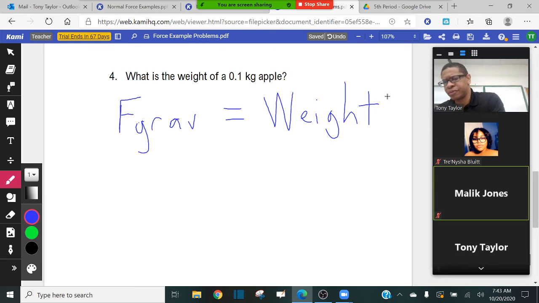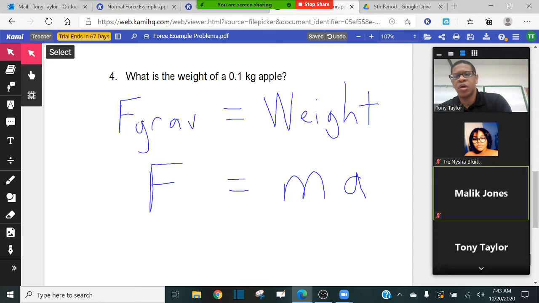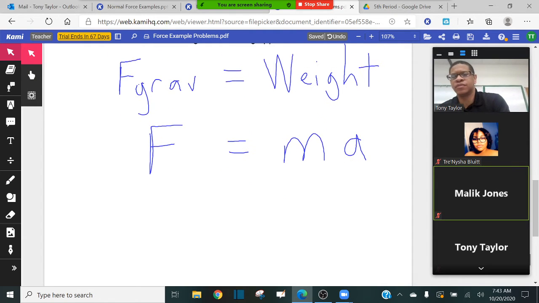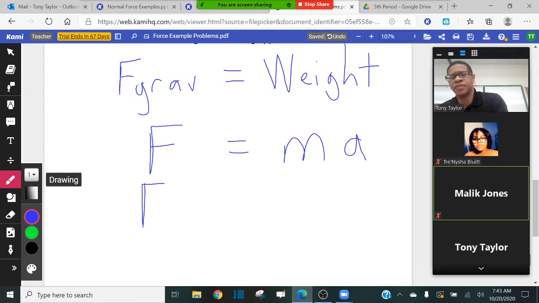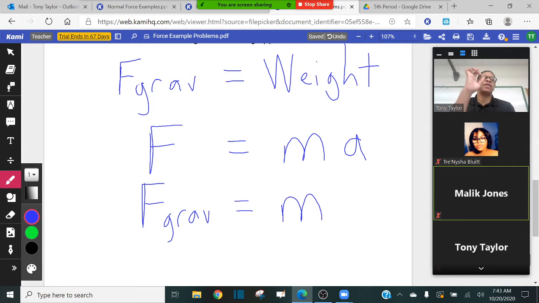Now, if you remember Newton's second law, to solve for force, it's just equal to an object's mass times that object's acceleration. But what about a specific force, the specific force of gravity? The force of gravity is equal to an object's mass times a specific acceleration.